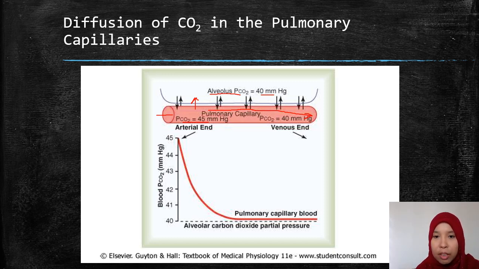So now that the carbon dioxide moves into the lung, it will be removed out when you exhale, right? So below here there's a graph showing you the level of carbon dioxide along this blood vessel. So you can see that at the earlier end, you have 45 millimeter mercury, and then it goes down to 40, right? So the graph basically goes down, showing you that the level is also decreasing.